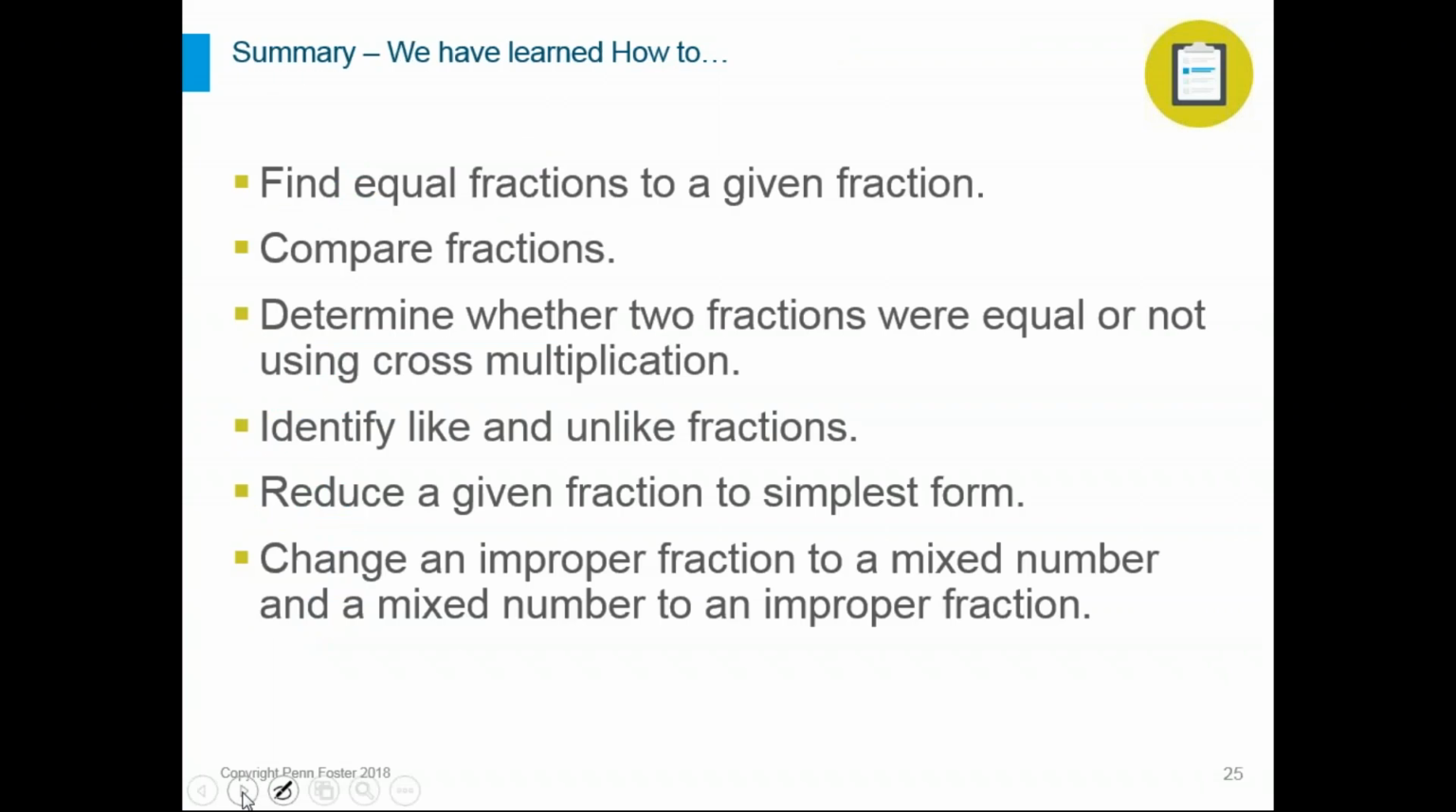I just want to give you some tips on how to study for the exam. We did, of course, go through these topics: finding an equal fraction, comparing fractions, determining the equality or inequality of fractions, like and unlike fractions, simplifying or reducing a fraction, and we just did changing improper fractions to mixed numbers or the other way around.